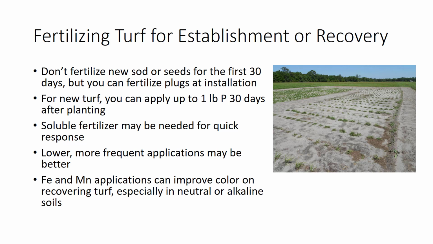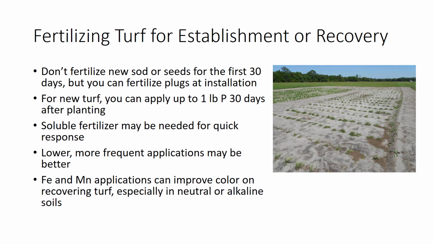For new turf establishment only, soil test results may indicate a one-time application of up to 1 pound of phosphorus per 1,000 square feet is needed to encourage root growth. This should not be applied until 30 days after planting.